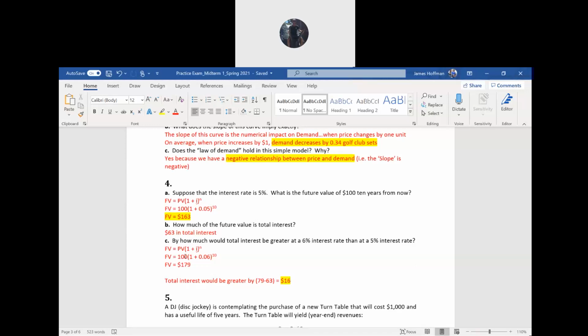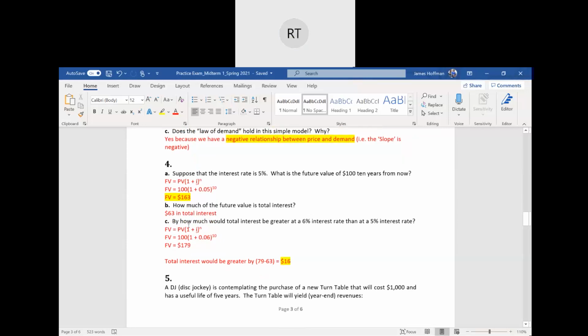Wait, Professor, where did the 79 come from? Oh, so this is the future value at a 6% interest rate, and the interest you got here, starting with 100. So you went from 100 to 179. So the interest for this 6% rate was 79. The question was, by how much would total interest be greater at 6% than at 5%? At 6%, you got $79 in interest. At 5%, you got 63. So the difference is 79 minus 63. Oh, okay. Yeah.